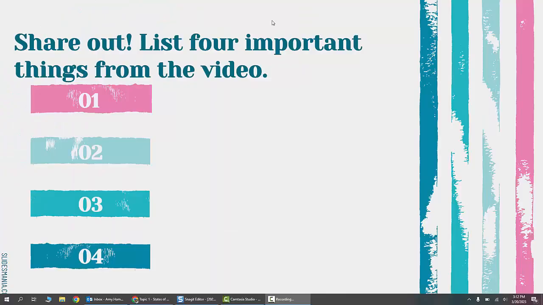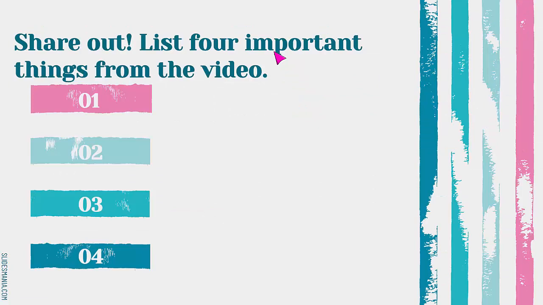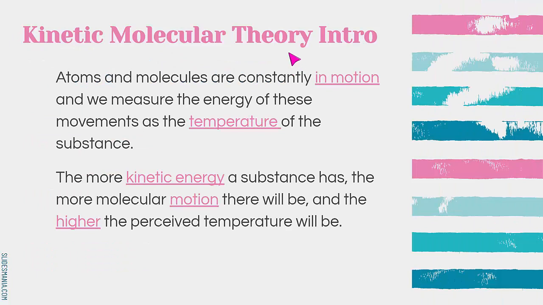So in class, we watched the video and then we had an opportunity for students to share out some important things from the video. Really, some key ideas are that the higher energy molecules move faster, and what that really means about them is that they are at a higher temperature. So the particles are always moving in random motion, and the higher the temperature, the faster they're going to move.